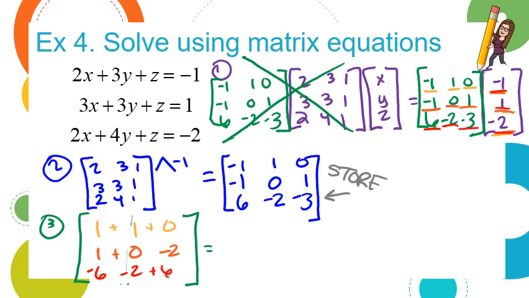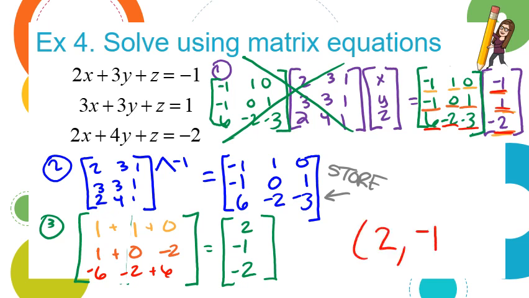Okay, so now if I actually add those values, I end up with 2, -1, -2. Boom, there's my answers. Okay, how quick was that? I know my solution is 2, -1, -2. I don't know about you, but using my calculator, that was way quicker than actually doing triple elimination.